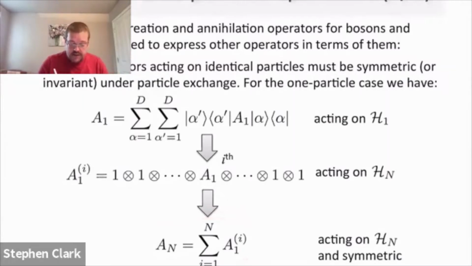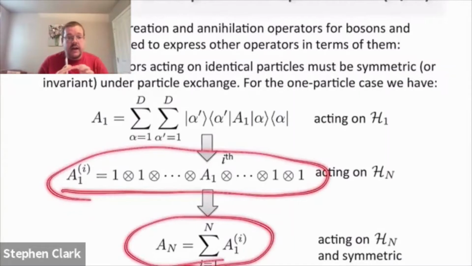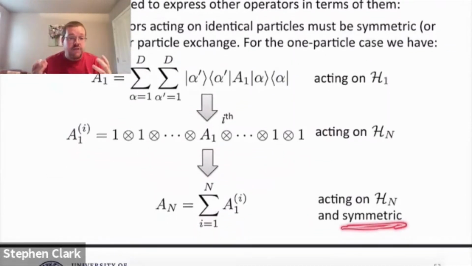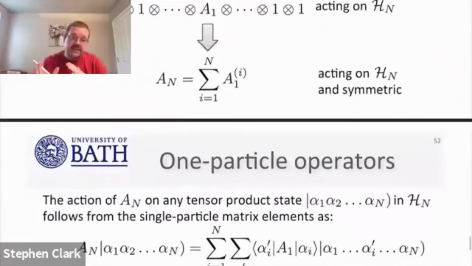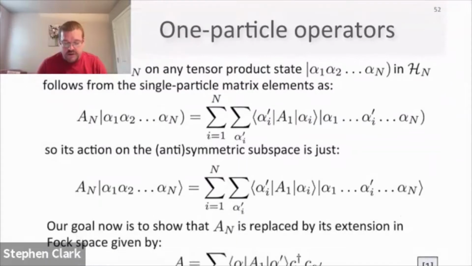So basically, the many particle version of this operator must be the sum of it acting on particle 1, particle 2, particle 3, all the way to particle n. And that means it's a symmetric operator. All physical operators are symmetric under exchange, whether they're for bosons or fermions. The states can be anti-symmetric or symmetric, depending on whether they're fermions or bosons, but the operators must be symmetric.